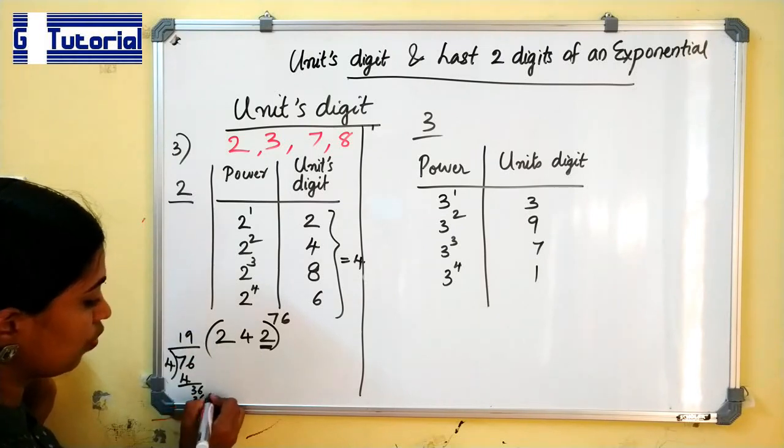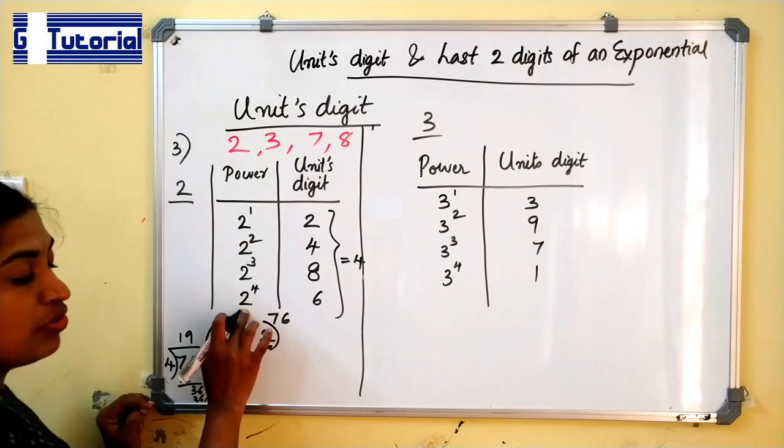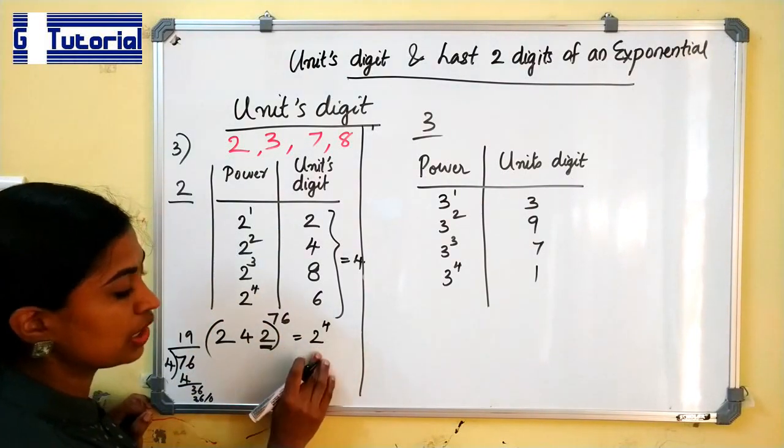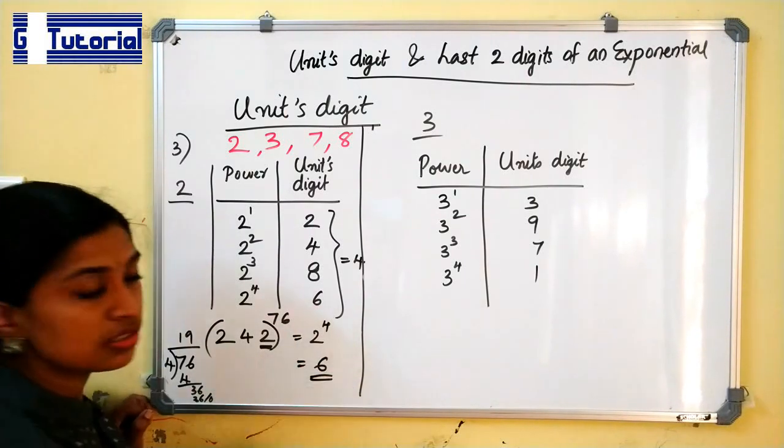Remainder is 0. If remainder is 0, we have to take it as 2 raised to 4. What is the ending digit of 2 raised to 4? 6. So the answer is 6.